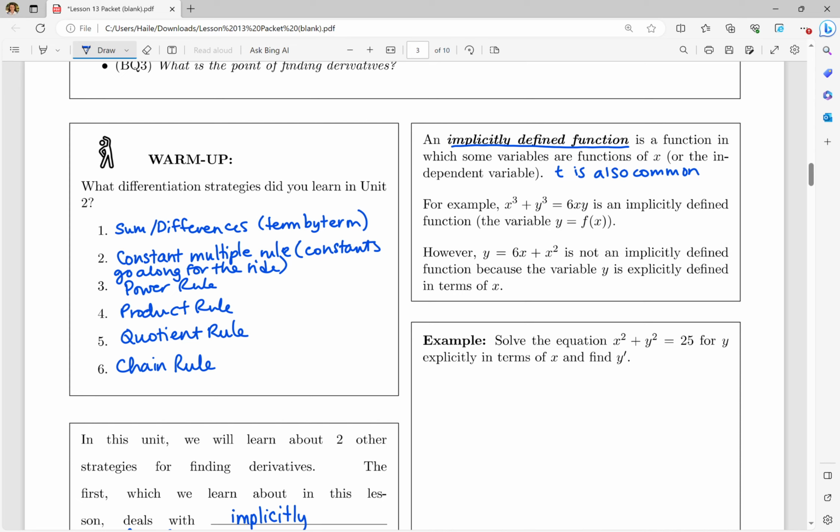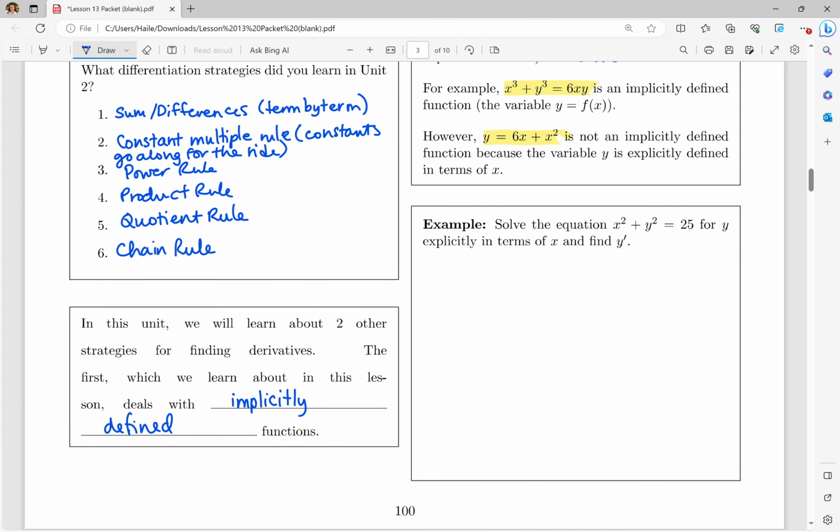So what is an implicitly defined function? If we look at x cubed plus y cubed equals 6xy, this is an implicitly defined function. Notice we don't have y equals some function of x. The x's and y's are all mixed together on both sides of the equal sign. However, y equals 6x plus x squared is not implicitly defined, because we have y on one side and x on the other, so y is a function in terms of x, and it's very clear.